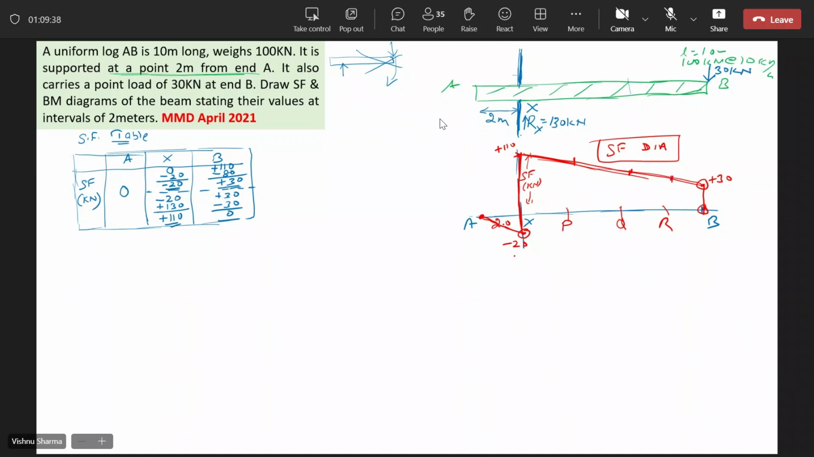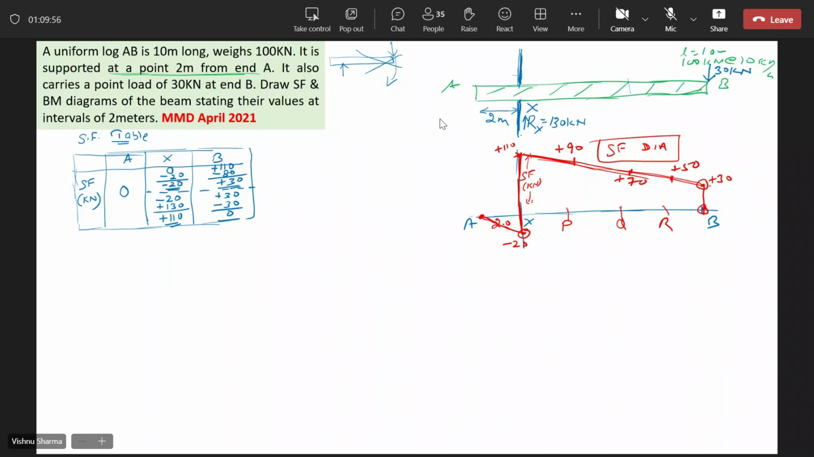There is no such issue. It is changing at a rate of 20 kilonewton. So this will be plus 90. This will be plus 70. This will be plus 50. Right, guys? Yes or no? 110 to 90, 90 to 70, 70 to 50, and 50 to 30.